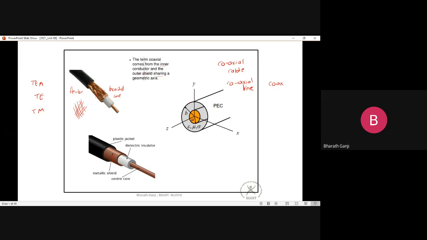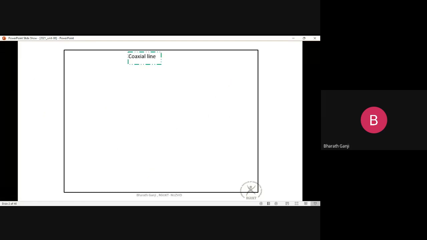Till now, for a rectangular waveguide and for a circular waveguide, we saw that there is no possibility of a transverse electromagnetic wave. And I kept on saying that because it has a single conductor, you don't possibly have a solution for your Laplacian equation in the transverse plane. But now we have a two-conductor phenomenon. So there is a possibility of having a solution to your Laplace equation in the transverse plane. So let us start with that analysis.